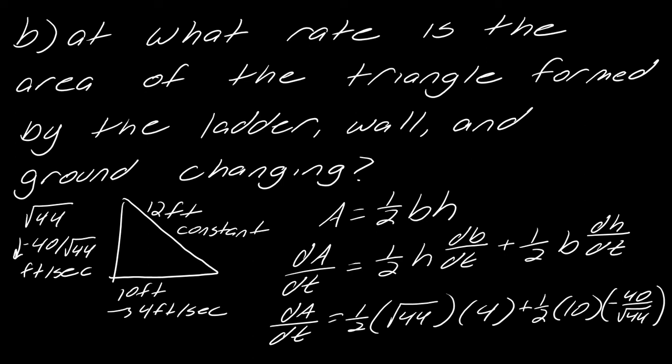Actually, I can simplify this a little bit more. So dA/dt becomes 2 times the square root of 44 minus 5 times 40, which is 200, over the square root of 44. So there are all the pieces that would go into that, and then you can plug that into your calculator for the final decimal answer.